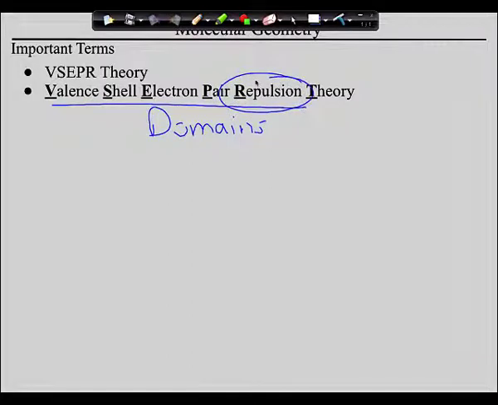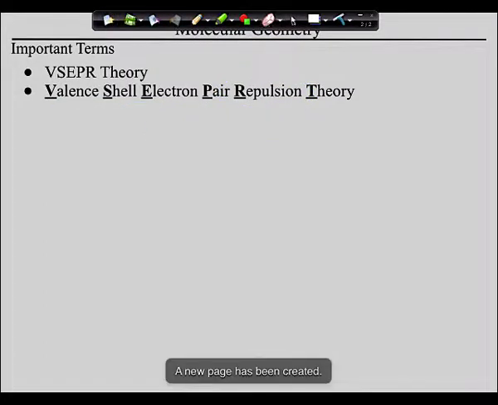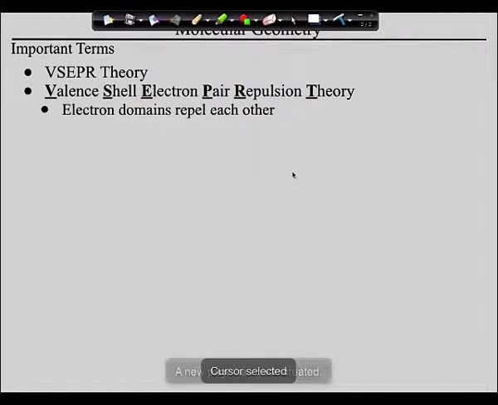So what does it mean that they repulse? What do they do? What does repulsion mean? They're pushing each other away. And guys, why would the domains push each other away? They're all negative. They're all electrons, and they don't want to be around each other. So what they do is they push on each other, and they get away from each other as far as possible. So guys, we describe that this way. It simply means that the electron domains repel each other.